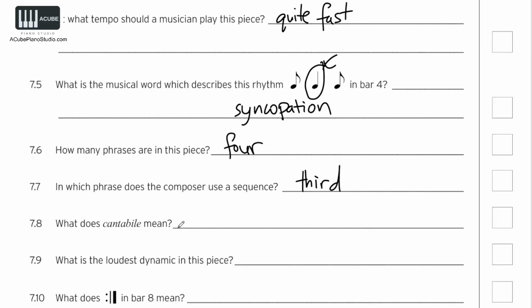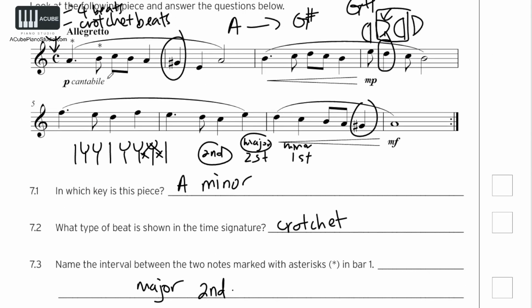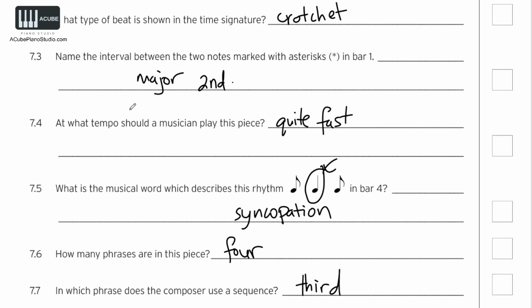Okay, next, what does cantabile mean? So cantabile here means in a singing style, okay?